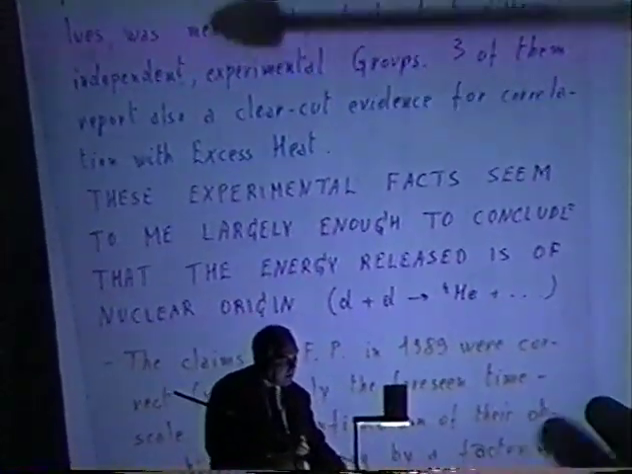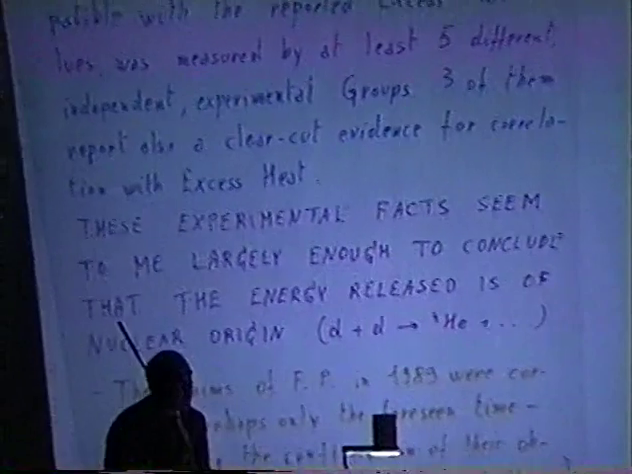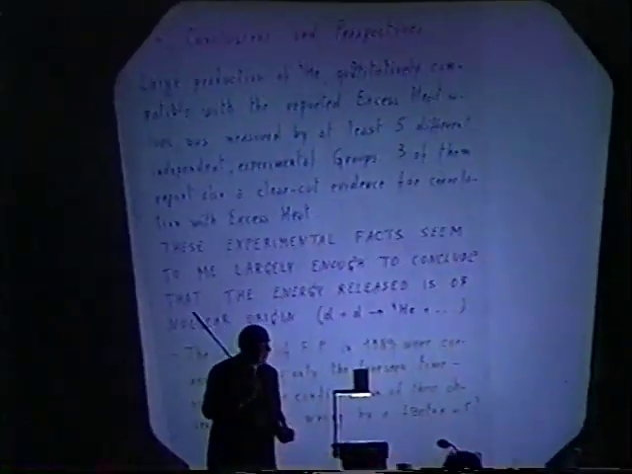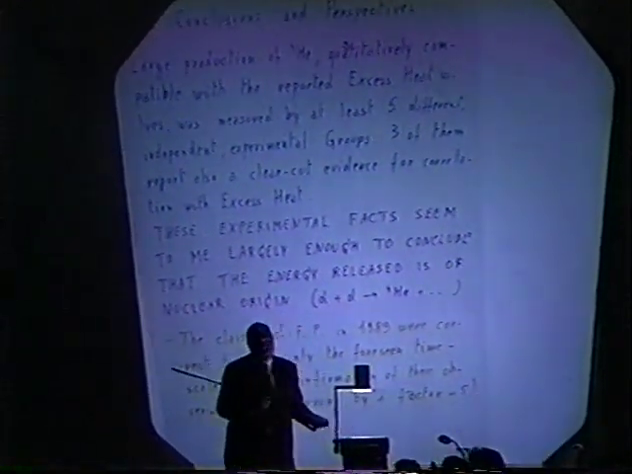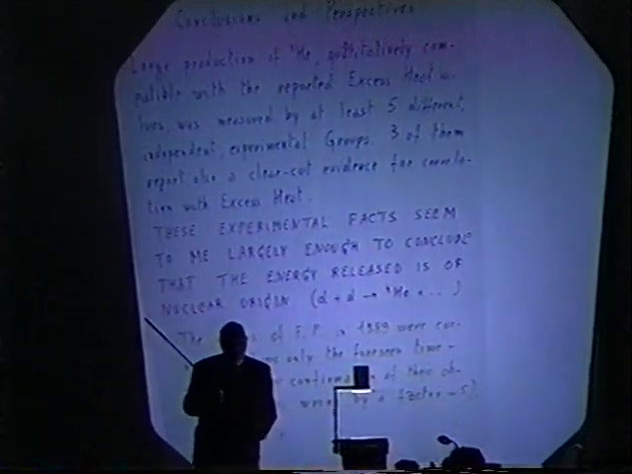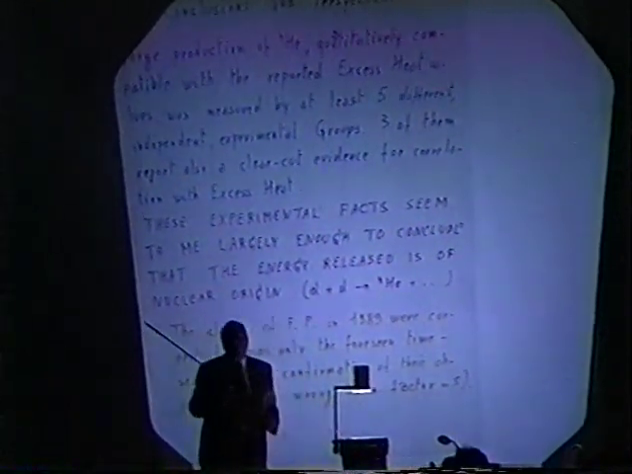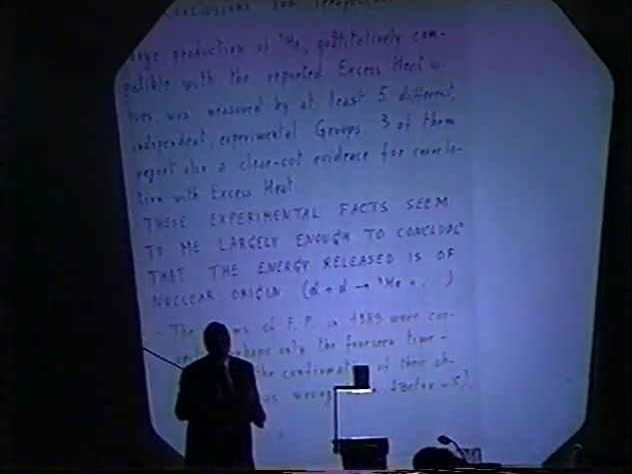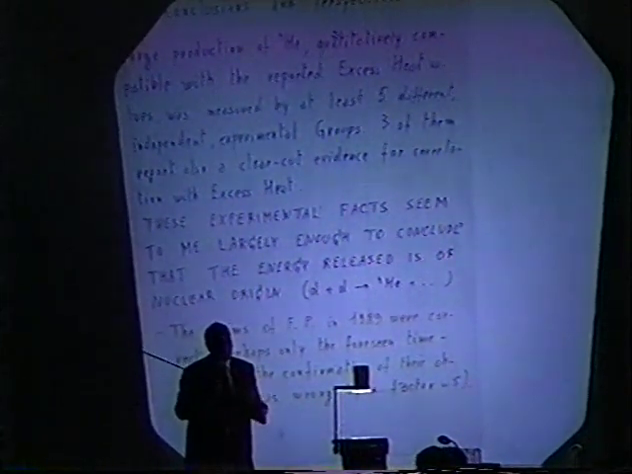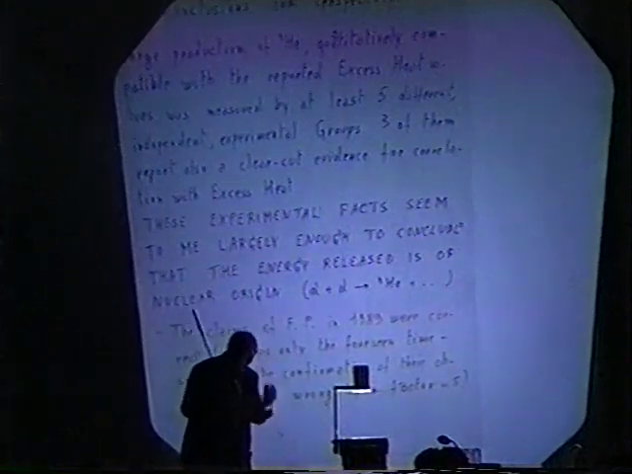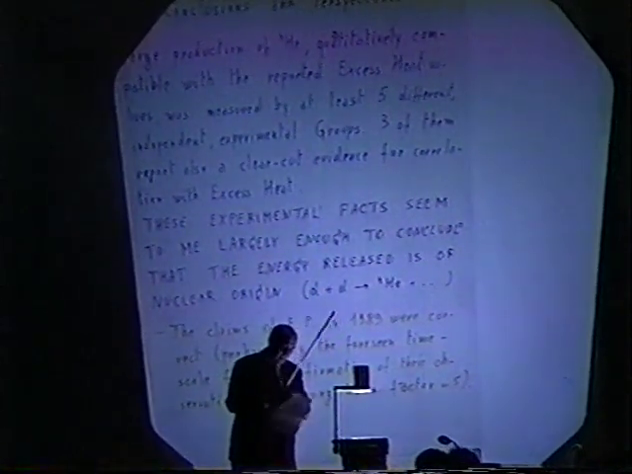So, in my opinion, the experimental facts are largely enough to conclude that the energy released is a nuclear energy, so is the DQ3 reaction leading to alpha, a helium-4 plus. And again, to conclude that the claims of Fleischmann and Pons 7 years ago were correct, and the only thing that probably they were not so correct is the time scale that we were anticipating for the reproduction of the result, for the confirmation of the result, probably of factor 5. Now, I'm going to my conclusion.